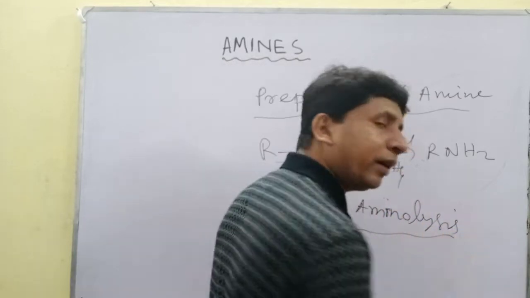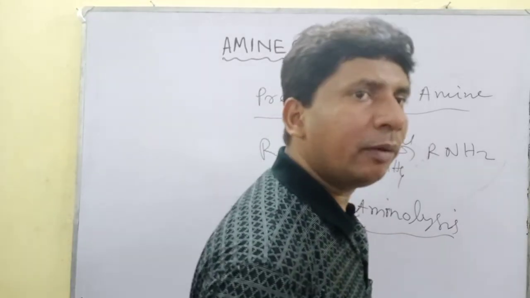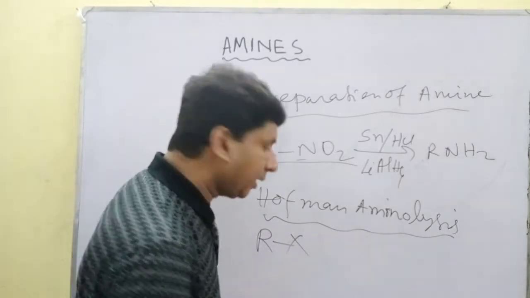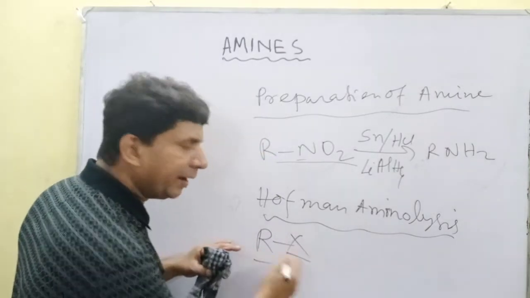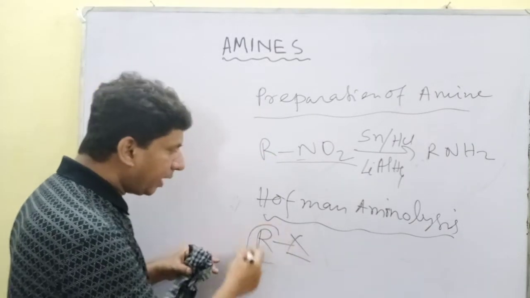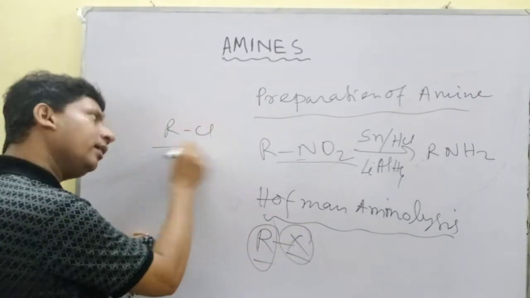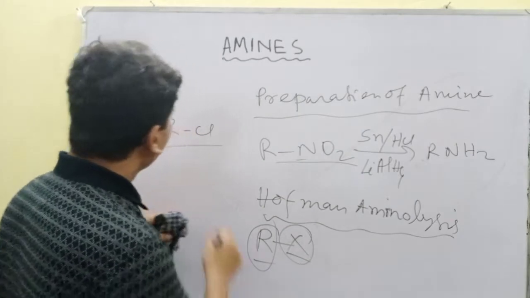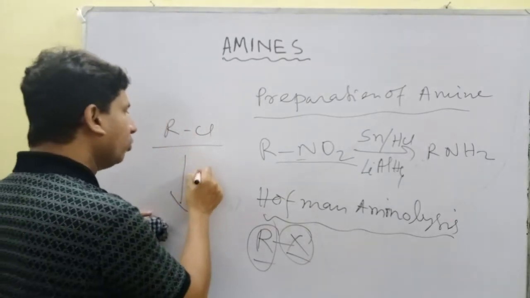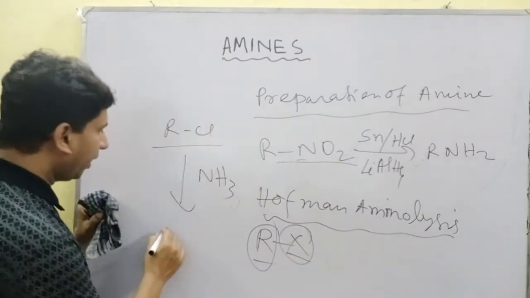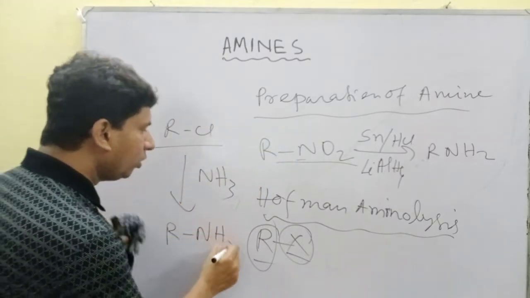Hofmann ammonolysis. What is the Hofmann ammonolysis? It means RX. What is RX? Alkyl halide. This is the alkyl group, this is a halide. That means RCl, it may be, no problem. So in this position, if we use ammonia, then HCl will be removed and RNH2 will be formed.